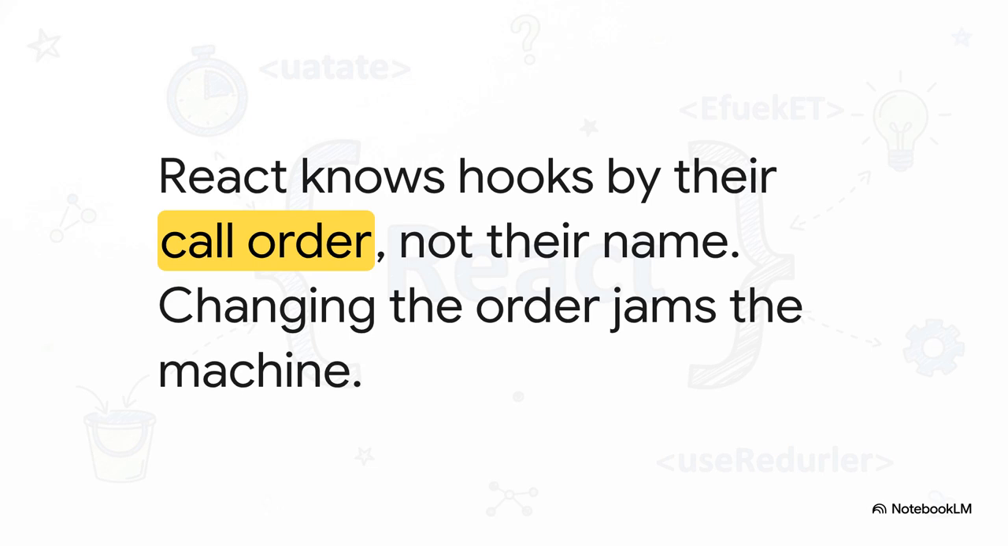It doesn't know them by name, only by their position. It's like a slot machine. The first useState is always number 1, the first useEffect is always number 2, and so on. If you put a hook inside a conditional, that order can change and React gets totally lost. It starts mixing up which state belongs to which hook and, yeah, chaos ensues.